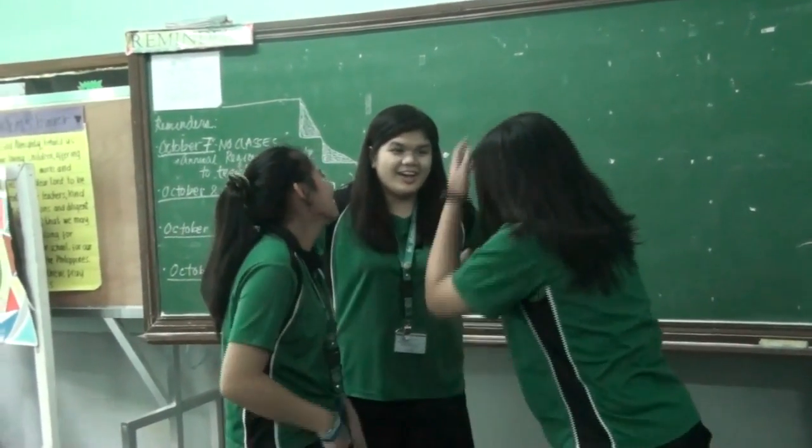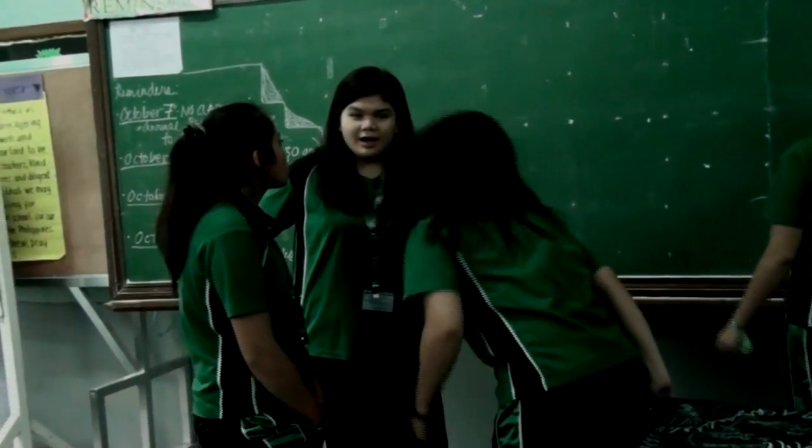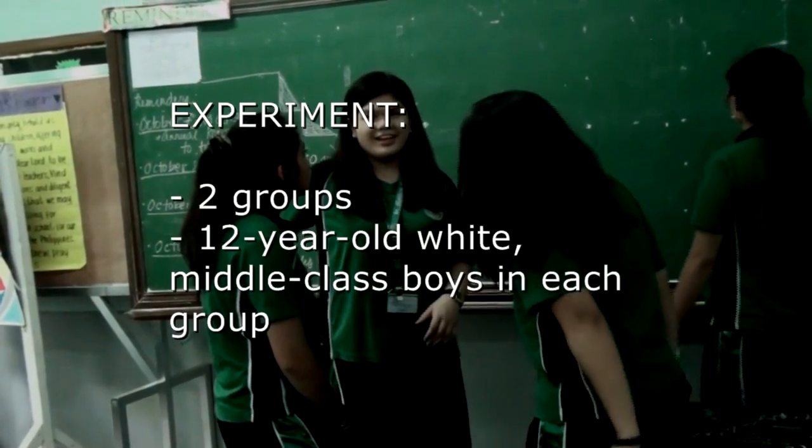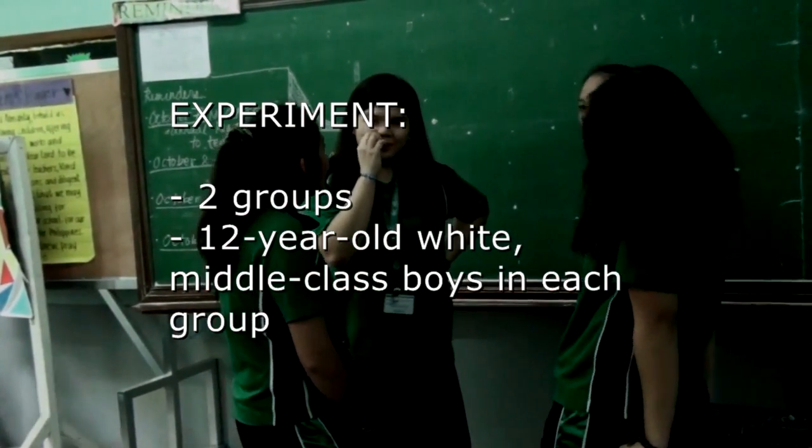To see the following approaches in application, let us try to recreate what happened in the experiment conducted by Muzaffar and Caroline Sherif. In the Robbers Cave experiment in the 1950s, psychologists Muzaffar and Caroline Sherif divided a group of 12-year-old white middle-class boys at a summer camp into the Eagles and the Rattlers. Now, in the experiment, they used 2 groups with 12 white boys each.